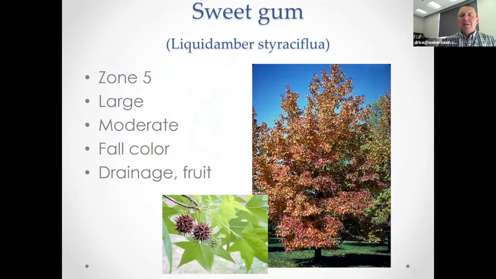Sweet gum. Now this one I showed a picture earlier about the characteristics. Sweet gum is a great tree. You don't see a lot of them in our climate. It's a zone 5, moderate growth rate, good fall color. It needs better drainage and it does produce that little spiny fruit. So some people call it the gum ball, but it's a very hard structured little seed pod as you see in that picture at the bottom.